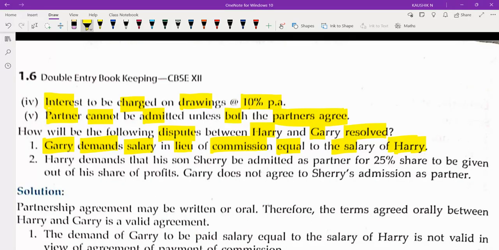Commission. You remember one thing, the agreement, that is the deed, can be of two ways. It can be oral or it could be written. Okay, a deed can be oral or written. Both are acceptable, both are valid from the viewpoint of law. So accordingly, whatever is agreed, that will be offered. Whatever is agreed, that will be provided.